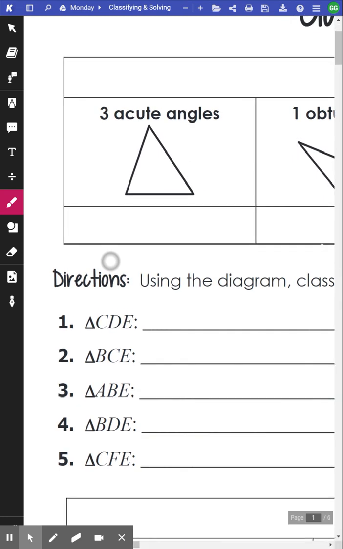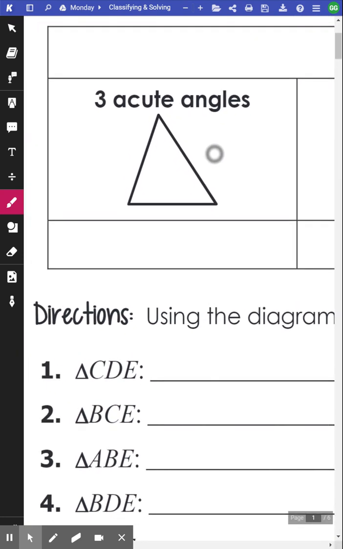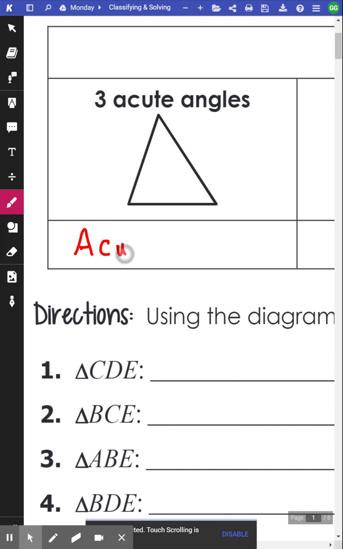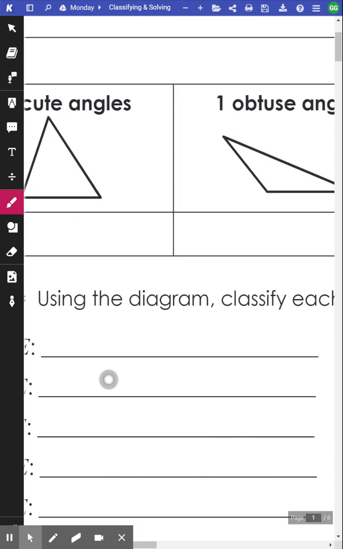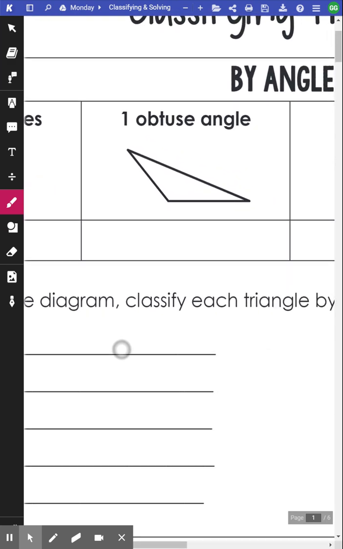By default, if you have three acute angles, the triangle is going to be labeled an acute triangle. If at all you get one obtuse angle, and you cannot have more than one obtuse angle in a triangle, the triangle will be obtuse. Okay, so we're using common sense, obtuse triangle.